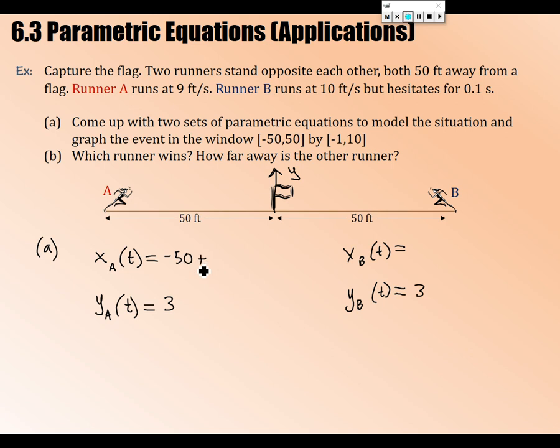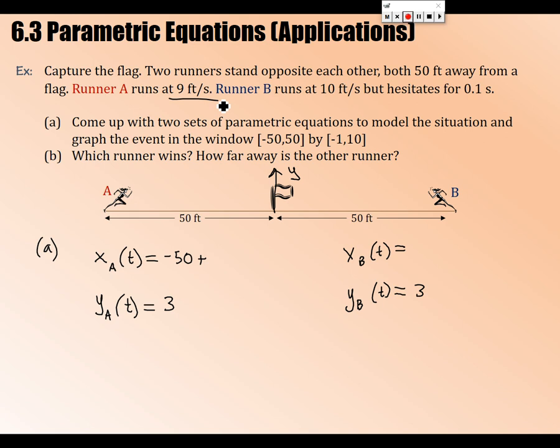But we want it to be true that every second, this runner moves 9 feet to the right. So how do we get that to happen? At 3 seconds, let's say, how would you figure out where this runner is? You take negative 50 and then add what to it? Yeah, add 27 to it, which is 9 times 3.